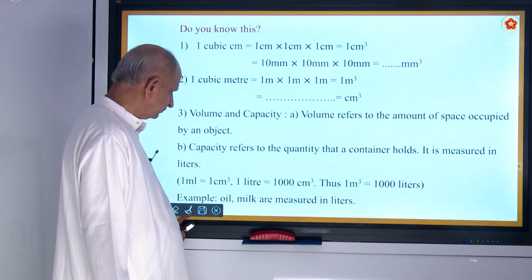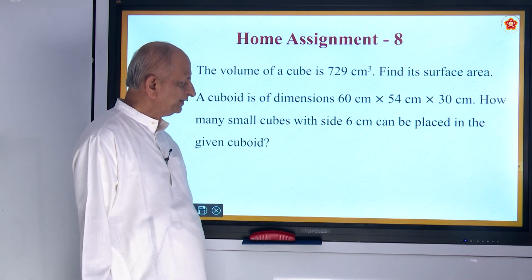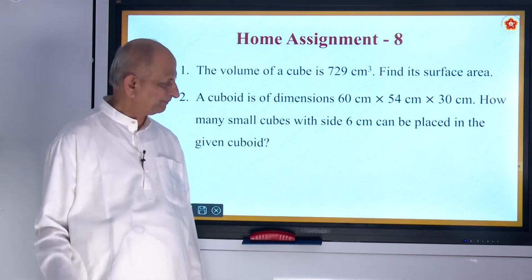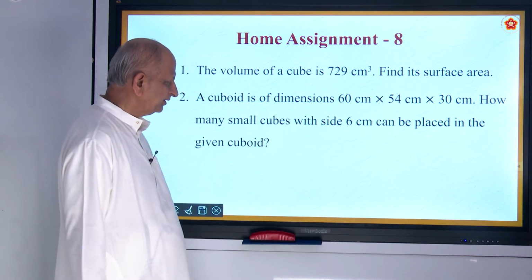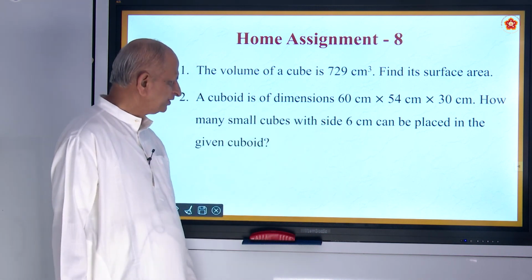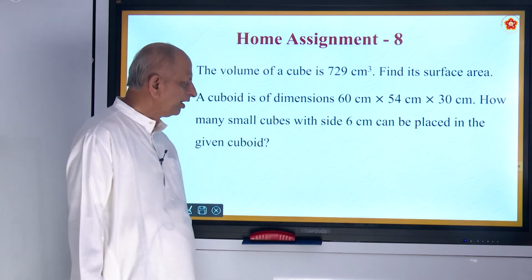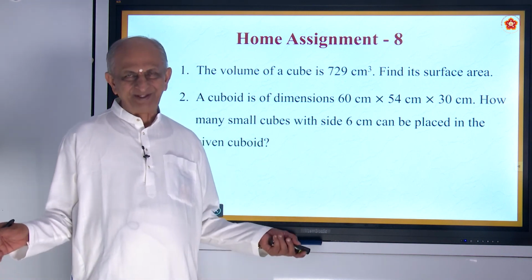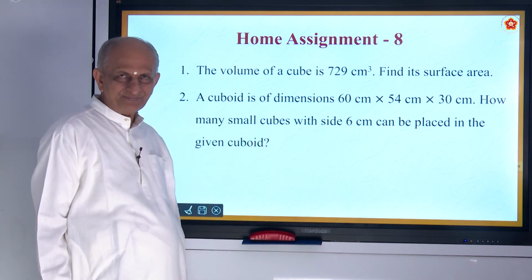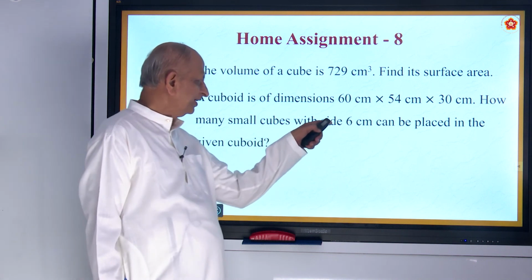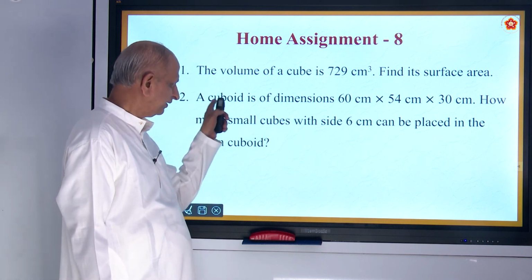Noted down? Okay. The volume of a cube is 729 centimeter cube. Find its surface area. Just now you worked out same type. A cuboid is of dimension 60 into 54 into 830. That is L, B, H. How many small cubes with side of 6 centimeters can be placed in the given cuboid? Something like, for example, tea box. There will be big tea box. Inside that, small tea boxes will be kept. Correct? They are asking how many boxes can be kept in the big cubical box. Sorry, cuboid here.